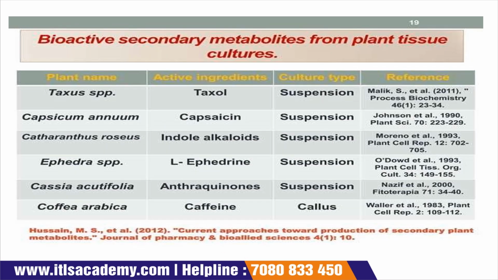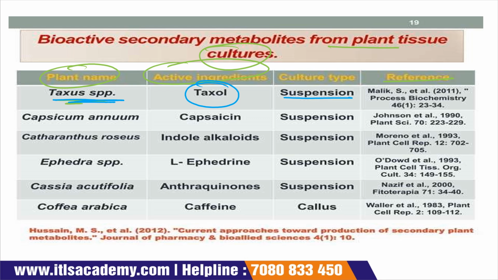Okay, now the next one is bioactive secondary metabolites from plant tissue culture. Here we have the plant name, then the active ingredient in that plant, then the culture type, and the references. The first plant is a Taxus species. The active ingredient in Taxus species is Taxol, and the culture type is suspension. The references are there.